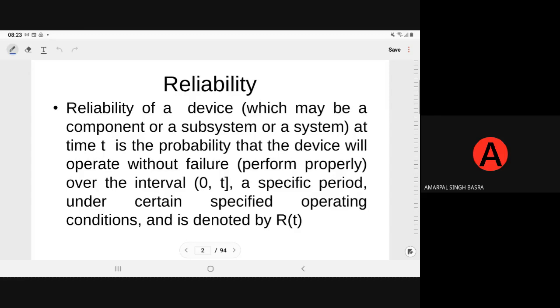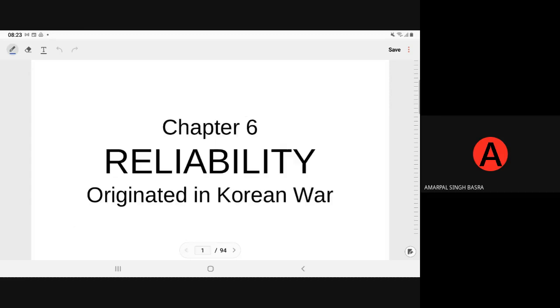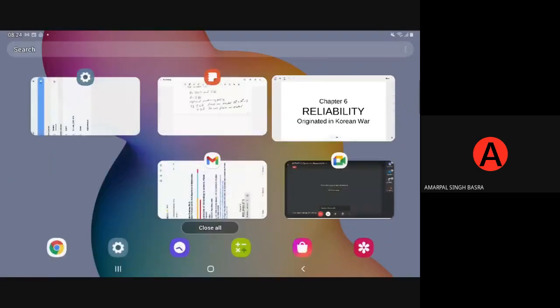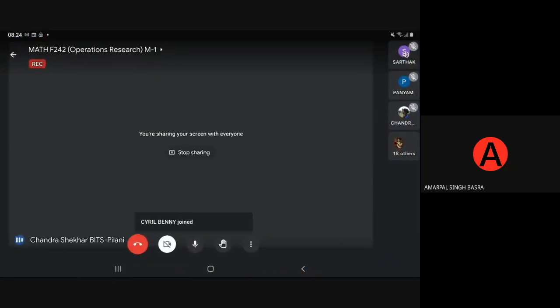Can anyone tell what is reliability? What is reliable? In behavior, what is reliable? In machining, what is reliable? For an instrument, what is reliable? Yes, anyone?